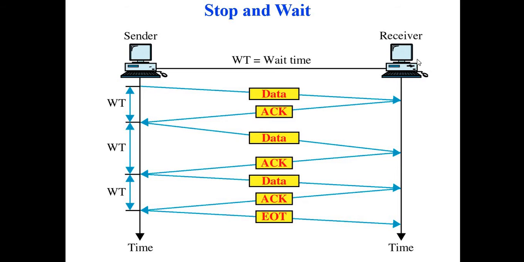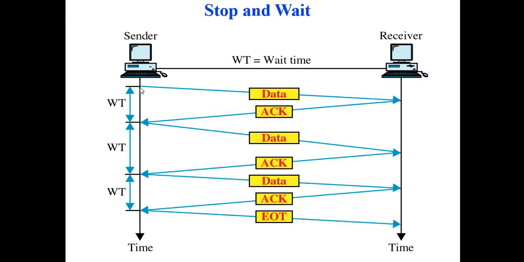There is a sender and a receiver. WT represents the waiting time. Here one data is transmitted, then we get an acknowledgement. Only after receiving the acknowledgement is the next data transmitted from sender to receiver.